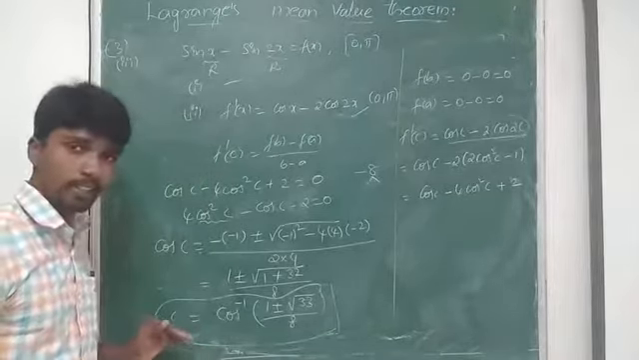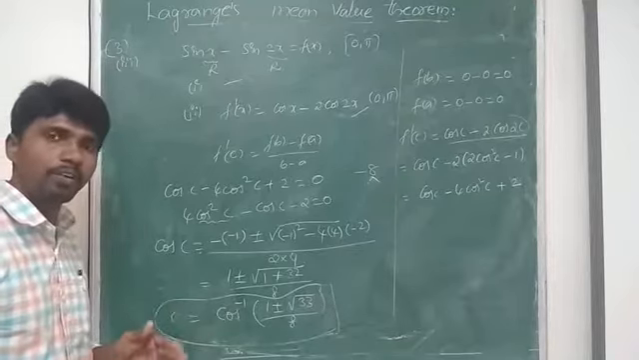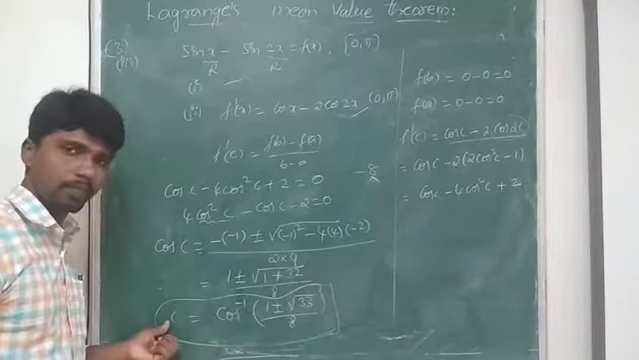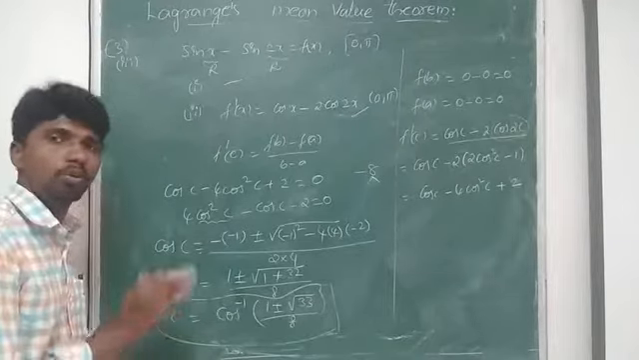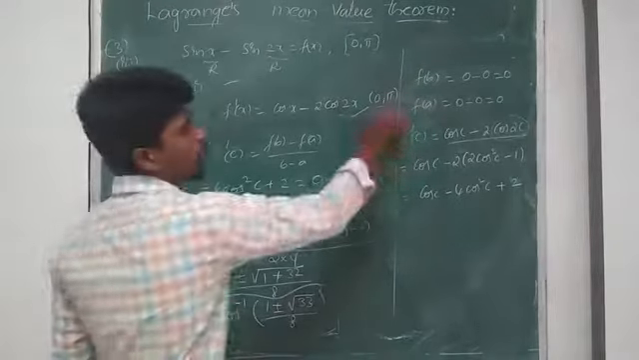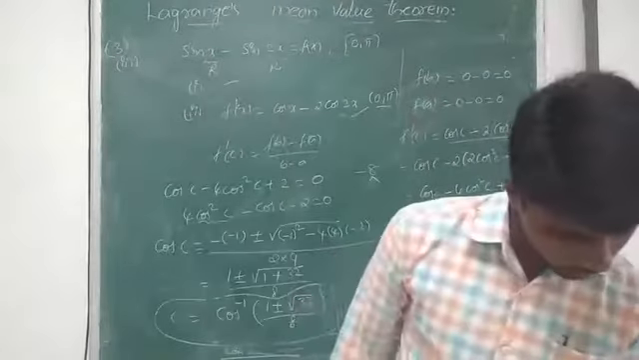Point C specifies the point where the tangent is drawn. The tangent drawn at this point is always parallel to the chord joining the end points. Okay. Now the next problem.